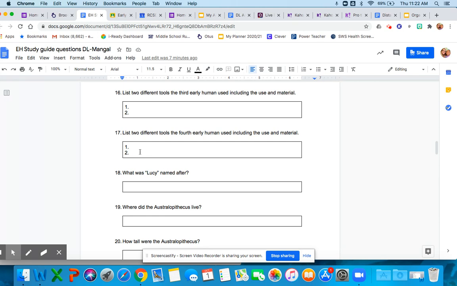They also, so the spear, the hand axe, they also used stone knives. Those are made from stone, used also to cut things.